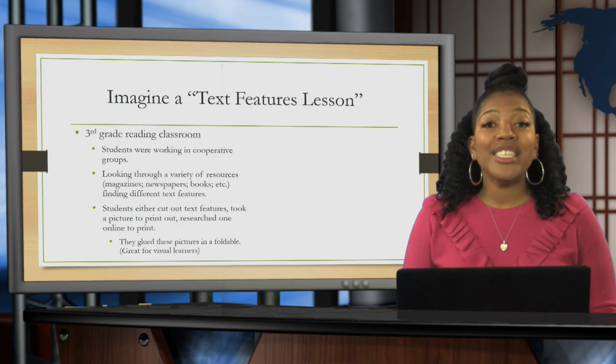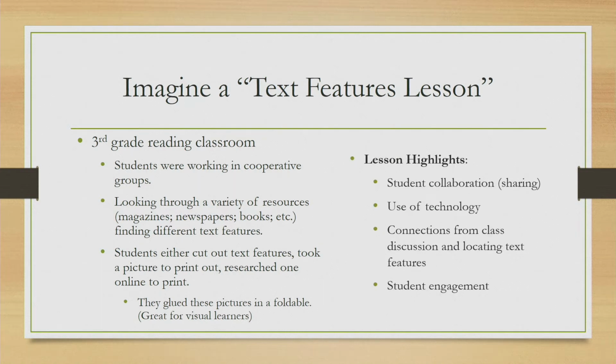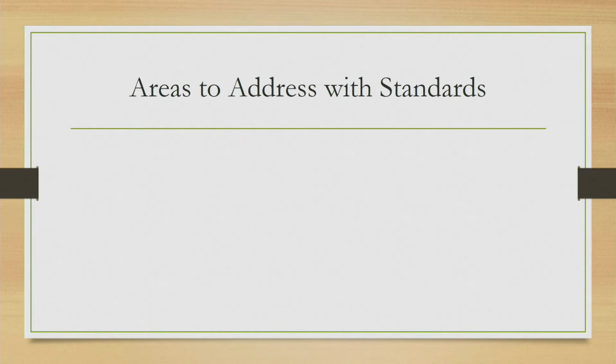I want you to imagine a text features lesson. You're in a third grade reading classroom. The students are working in cooperative groups, looking through a variety of resources to find different text features: magazines, newspapers, and books. You see the students cutting out those text features, and some are going online to research and print out some text features. Then they're gluing these pictures in a foldable, which is great for visual learners. Inside that lesson, we see a lot of highlights, like student collaboration, use of technology, making connections from the class, locating those text features, and student engagement. Sounds like it's a great lesson.